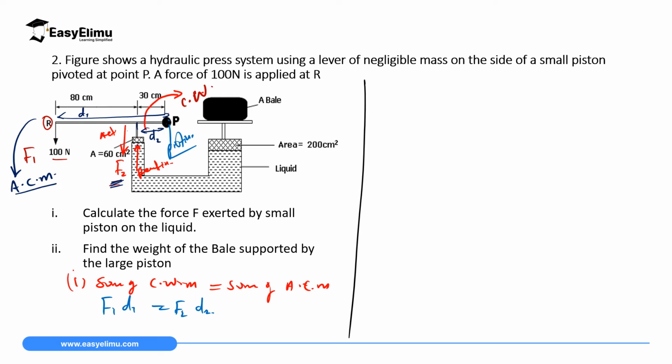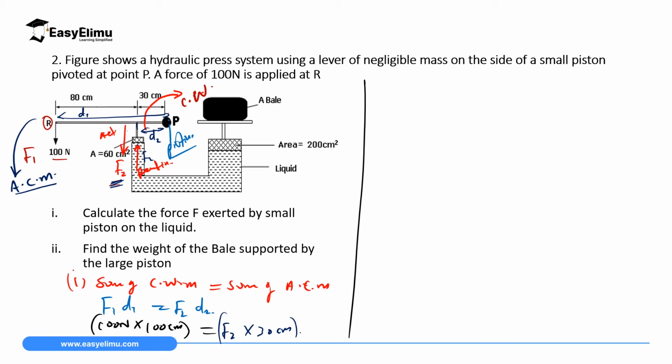So now if we replace this F1, which is 100 Newton, times D1. D1 is from the force to the pivot, that is 80 plus 30, which is 110 centimeter, that is anti-clockwise moment. Then it will be equal to clockwise moment, which is F2, which we don't know. F2 is the same as the reaction. Then times the distance from the pivot, that is 30 centimeter.